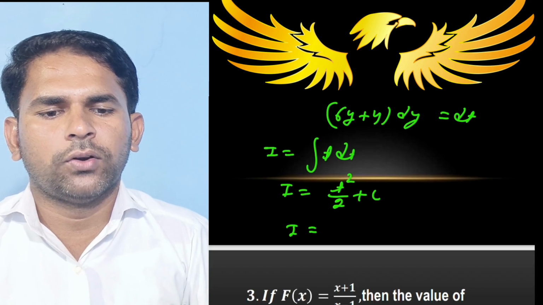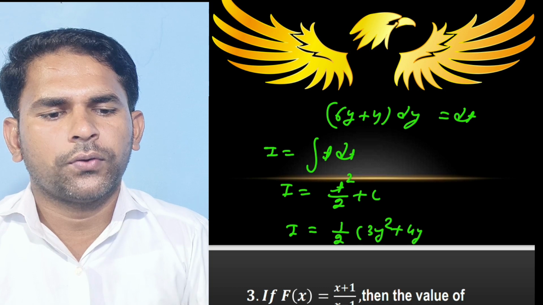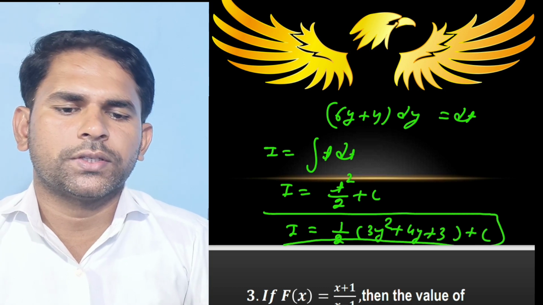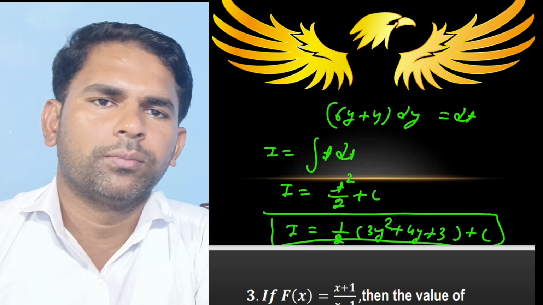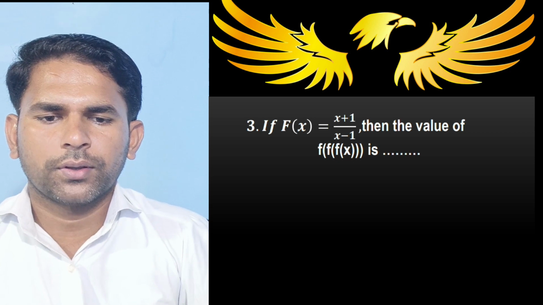Now we can place the value of t, so we can write 1 upon 2 into 3y square plus 4y plus 3, whole square, plus c, which is a constant. So this is the final answer of the given problem. Okay, now you can see the next question on the screen.